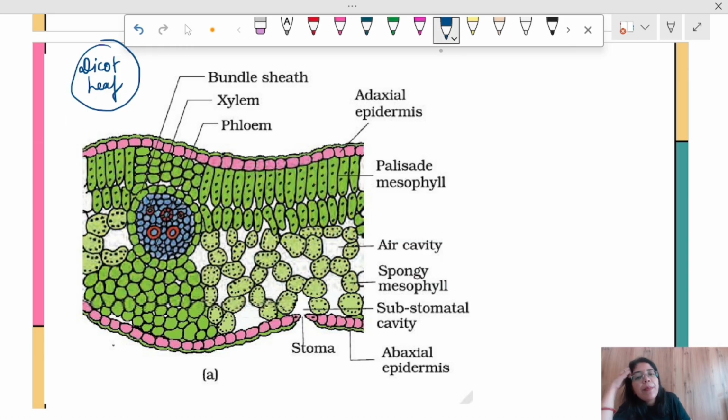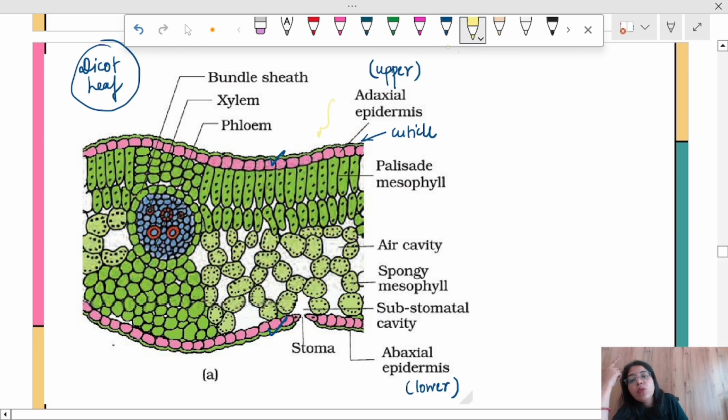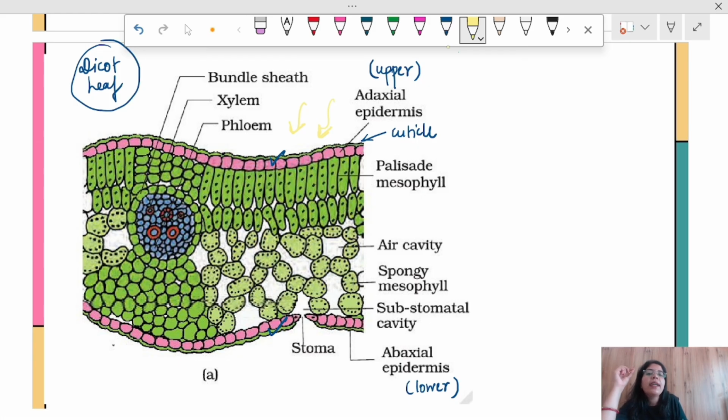The upper epidermis is called adaxial epidermis, and the lower epidermis is called abaxial epidermis. You can see over here. There's no intercellular space in between the epidermis, you can observe very nicely here, and there's a cuticle also present here. Can you see the thick waxy coating on both sides? Which side is receiving more sunlight? The above side. If this is receiving more sunlight, definitely this side will have more chance to do photosynthesis. That's why you can see the color of this side is dark.